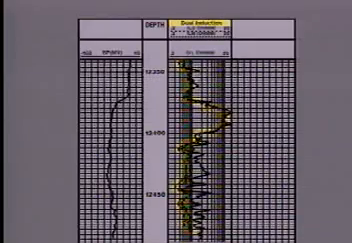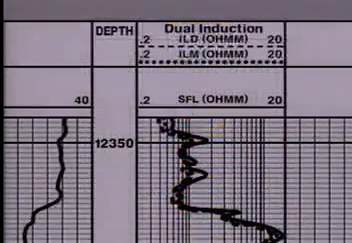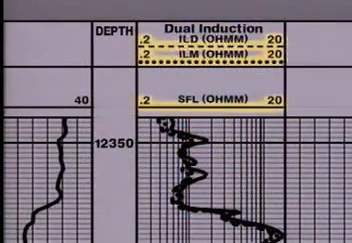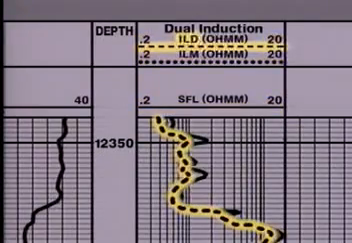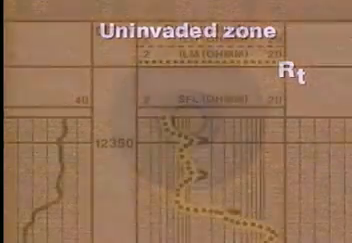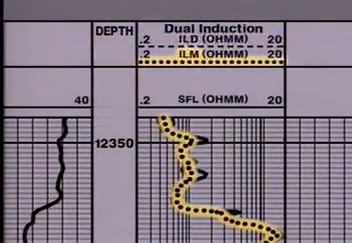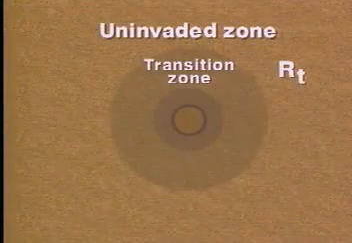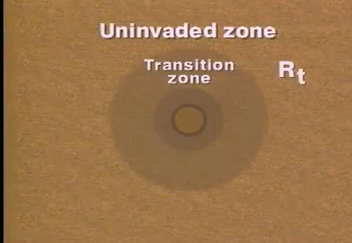Although recorded on a scale up to 2,000 ohms, our curves on this example are displayed on a scale from 0.2 ohms up to only 20 ohms. The dashed curve is a record of the induction log deep device, or ILD, which is designed to read the true resistivity, R sub T, of the uninvaded zone. The dotted curve records the induction log medium device, ILM, which generally measures the resistivity of the transition zone.